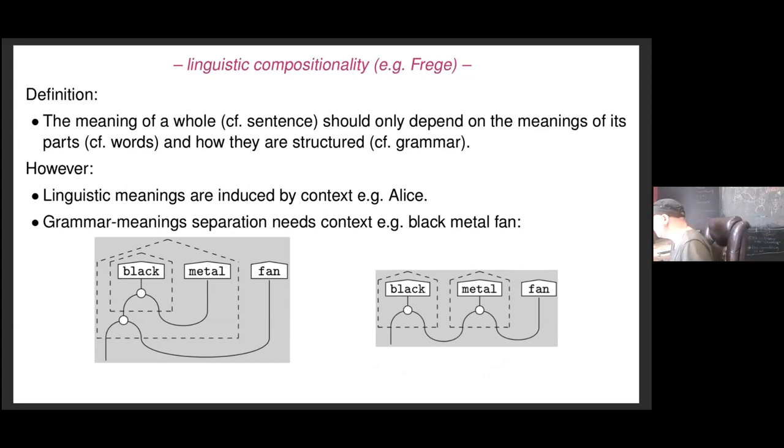So they're grammatically different. And the only way you can know which grammar you have to apply is by knowing the broader context of where this phrase black metal fan is used. So the idea which you see above, that from these two different things, meanings and grammar together, you get a whole, doesn't make sense here anymore, because the grammar doesn't even make sense without knowing the whole meaning, for which you actually probably need some additional context.